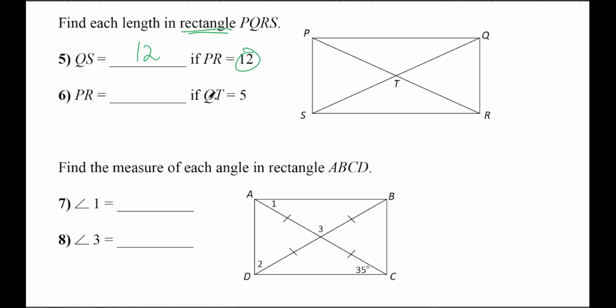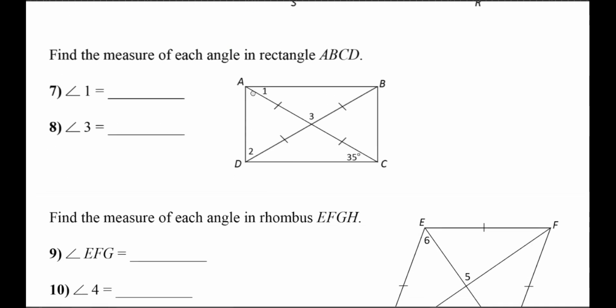What about this one? They tell you that QT is 5. All right, from Q to T is 5 on this one, number 6. What is PR? P to R. Well, if this is 5, that's 5, right? Both diagonals are the same, so PR is also 10, right? SQ would be 10, PR would be 10, and there you go. It's 10. Whoops, that's a weird looking 10. There you go. Super easy.